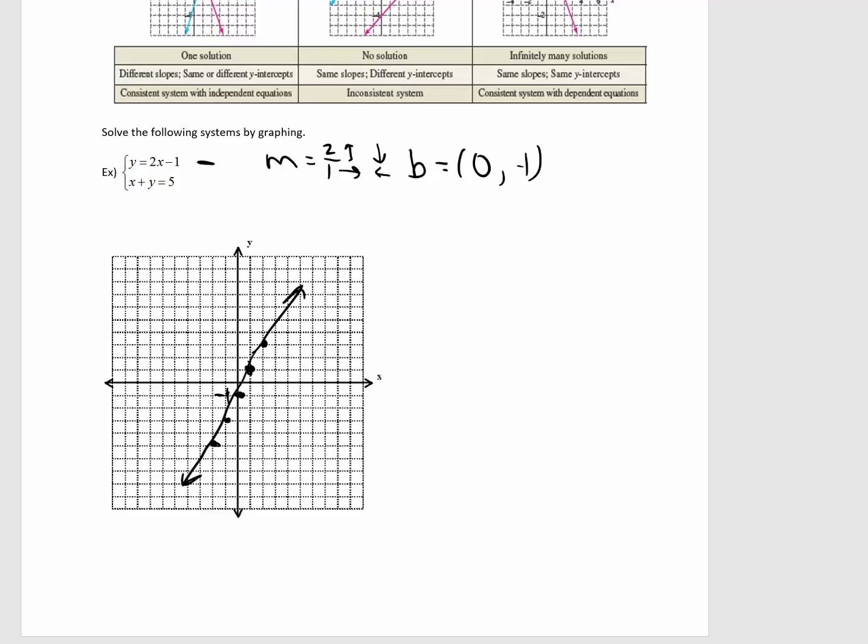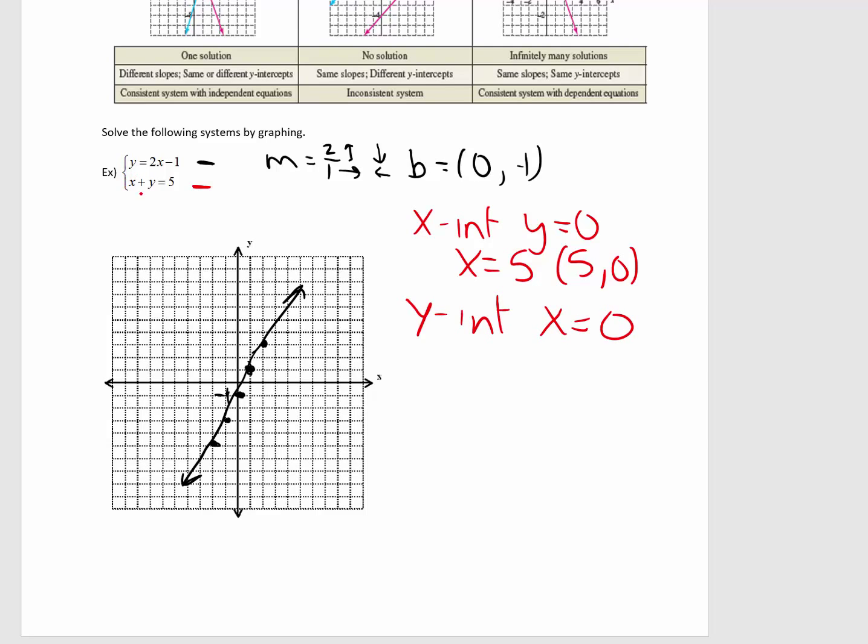Okay, so now let's take a look at the bottom equation. I'm going to solve this by calculating its x and y intercepts. X-intercept, we know y is 0. We can see that when y is 0, x is 5. I can write that as the ordered pair (5, 0). Y-intercept, x is 0. You can tell very quickly when x is 0, y is 5. So I can write that as an ordered pair. Let's plot these 2 points. And now I'm going to connect the dots.